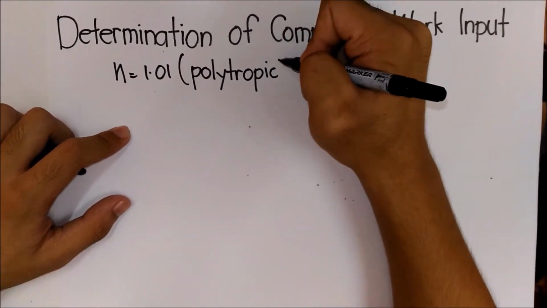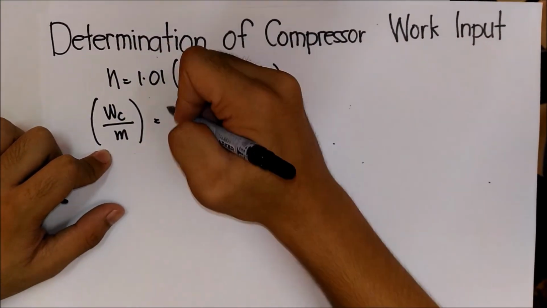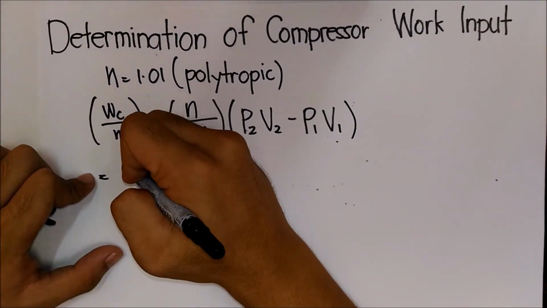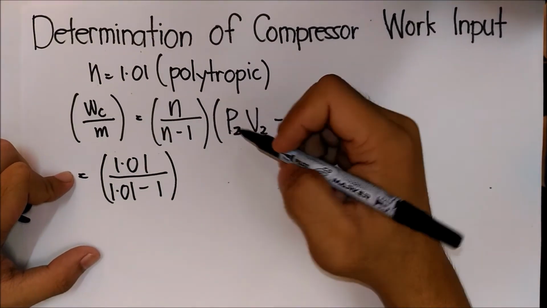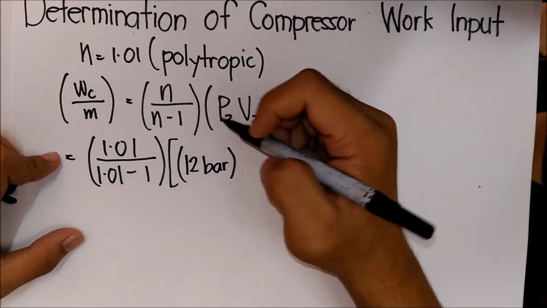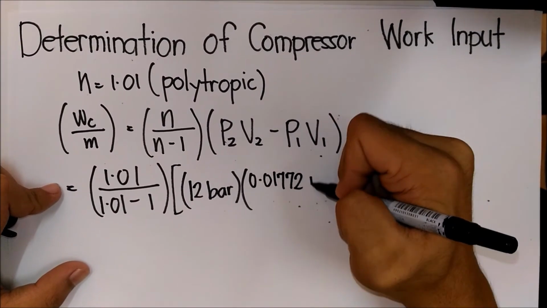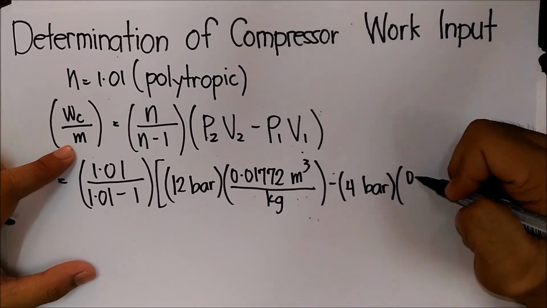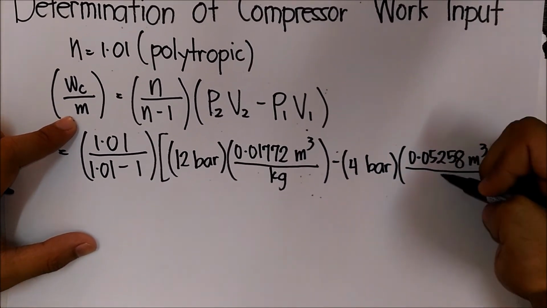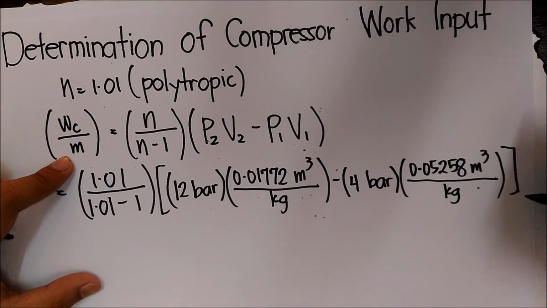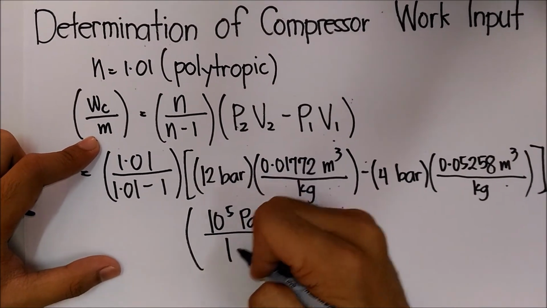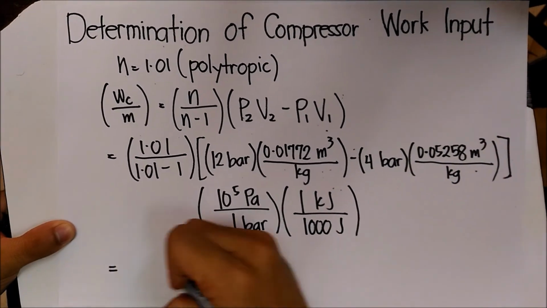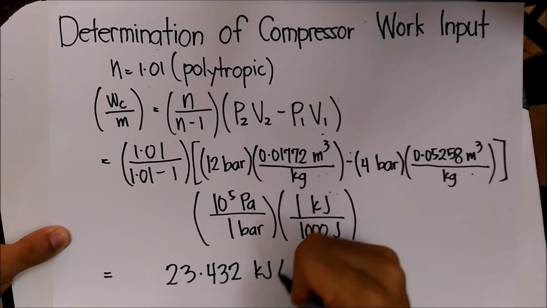Now, let's compute the compressor work input. Since n is equal to 1.01, where it is polytropic, the working equation for this polytropic process is: rate of power input per unit mass of refrigerant flowing is equal to n over n minus 1 times the quantity pressure 2 times volume 2 minus pressure 1 times volume 1. Substituting the values, we get 23.432 kilojoule per kilogram.